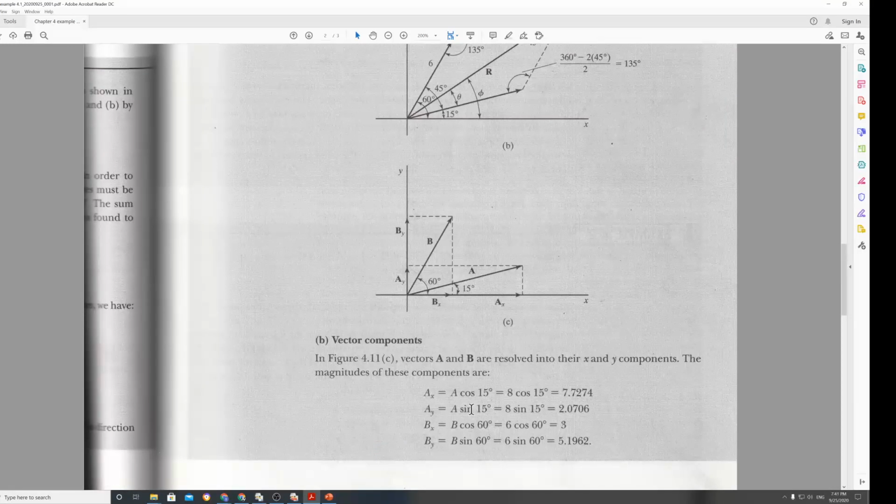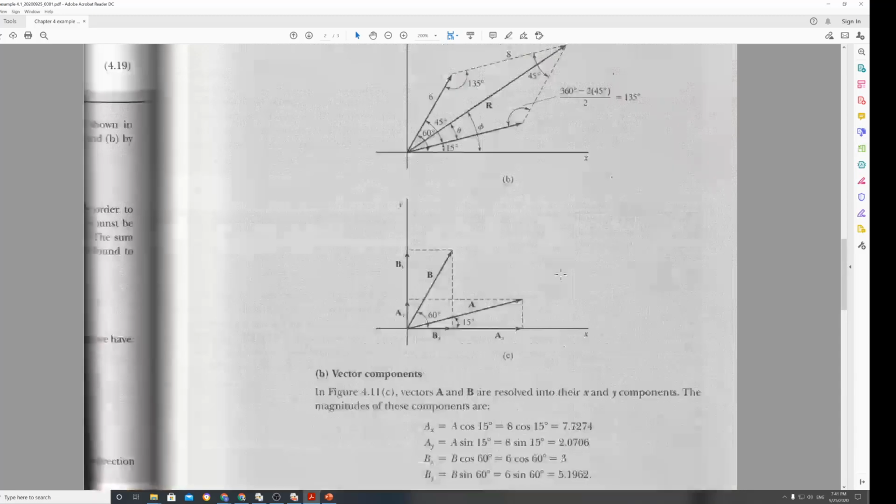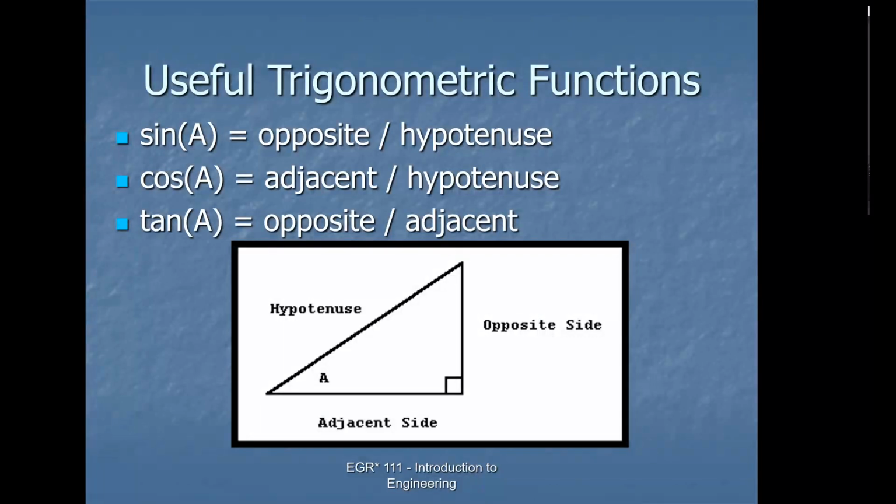Now we can just use those trig functions to solve for each of the components: ax, ay, bx, and by. So just go back to the slides briefly. What you can see is that, let's say we have a vector, this vector is our a or our b. It really doesn't matter what vector it is, but the adjacent side is our x in this case, and the opposite side is our y. So if we're looking for the opposite side, that's our y, it would just be the hypotenuse times sine of a equals the opposite side.